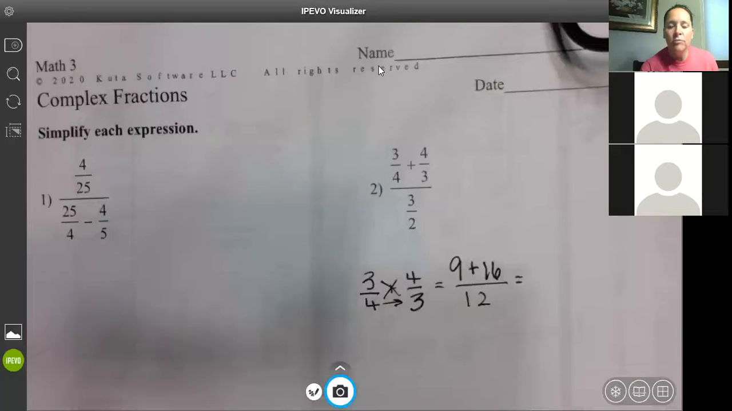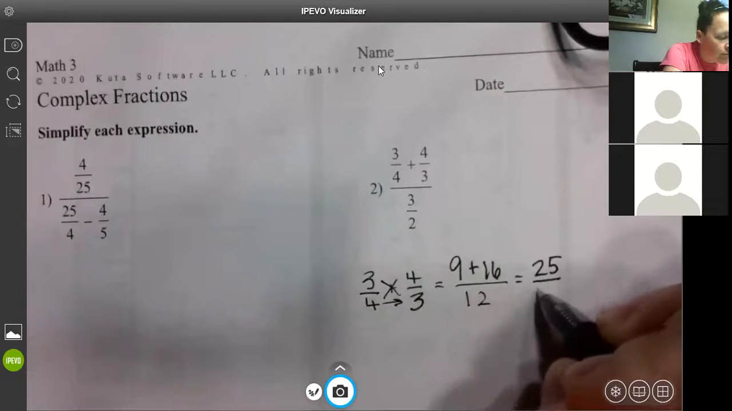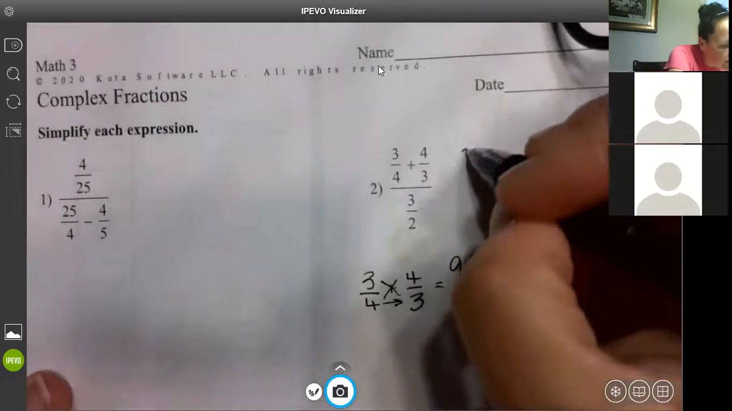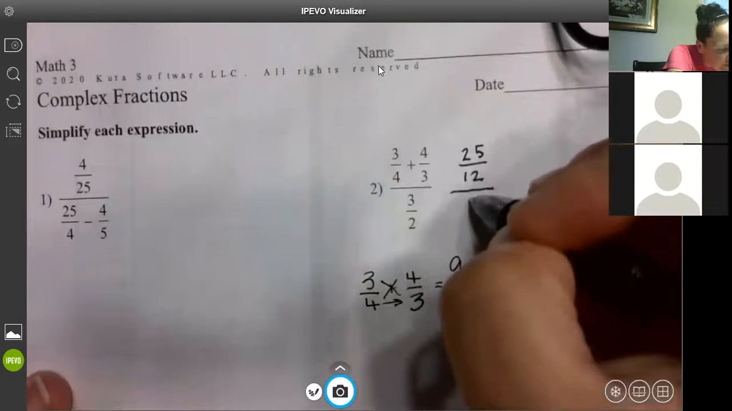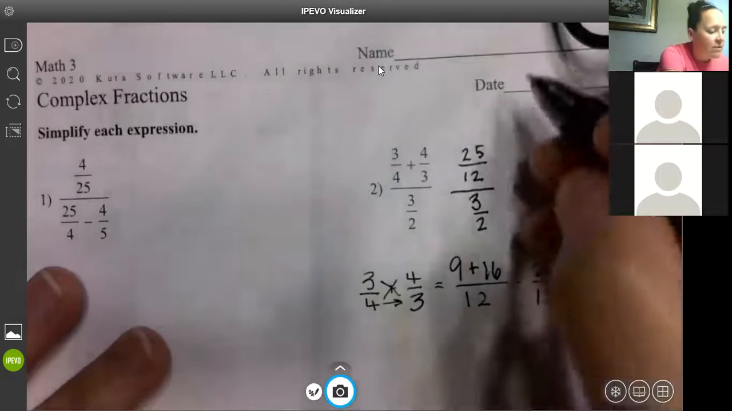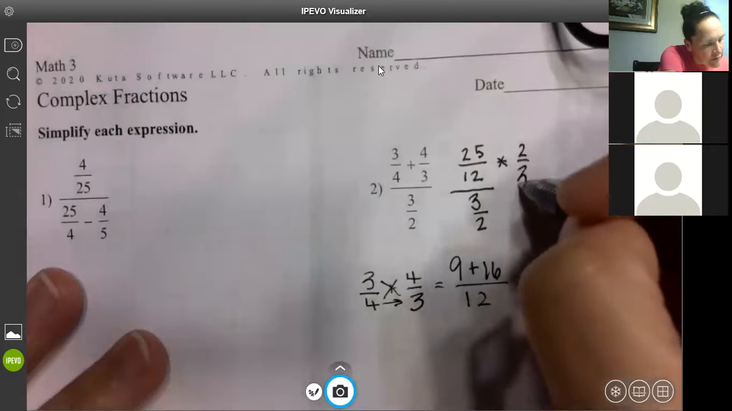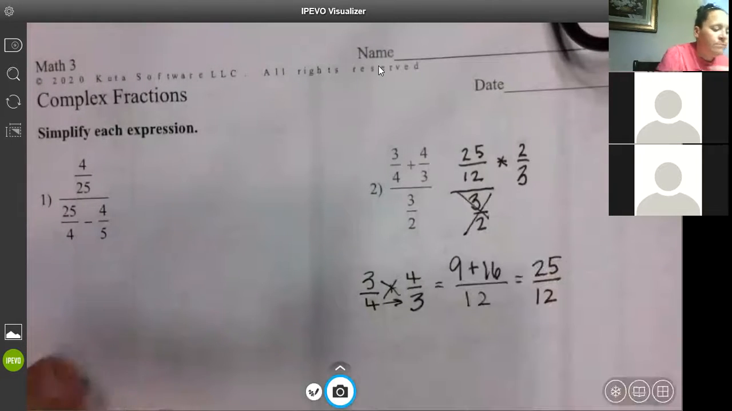We're going to clean that up. What is 9 plus 16? It's going to be 25 over 12. And then I'm going to put it back up here. So on top, we would have 25 over 12. And on bottom, we'd have 3 over 2. But again, we don't divide fractions. We flip and multiply. So I'm going to change it to a multiply and flip the fraction to 2/3. Okay.